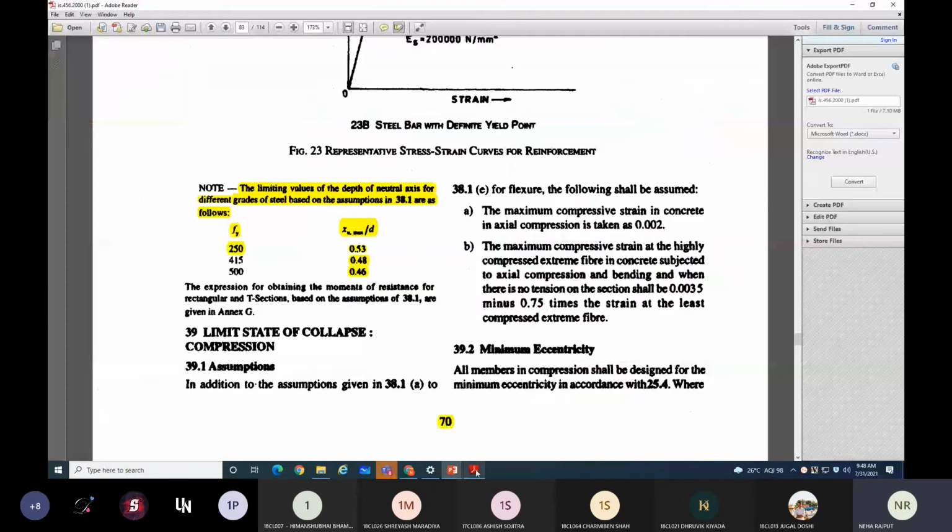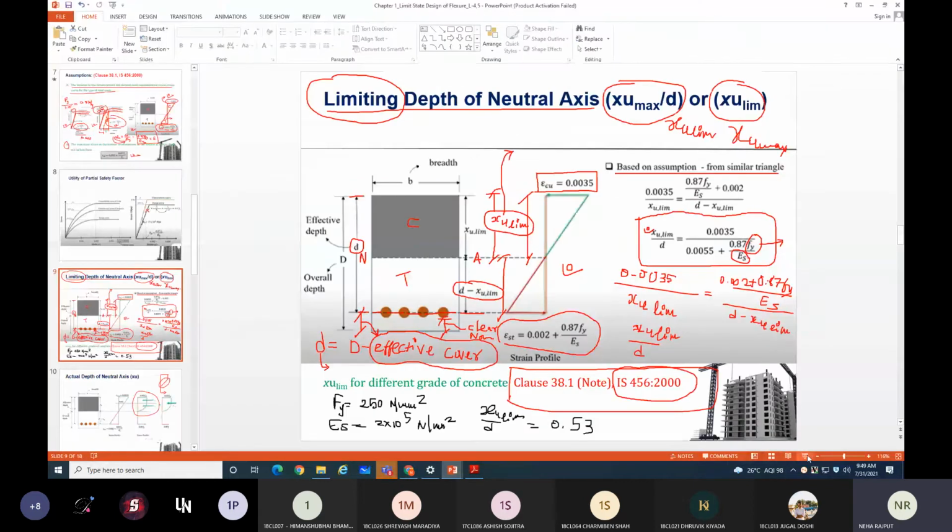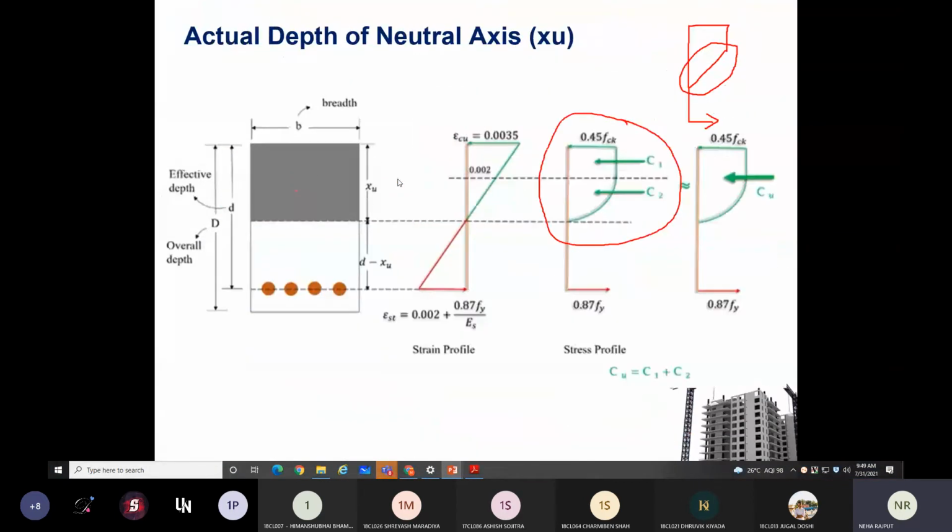Again, if you put the value of 415, Young's modulus 2 into 10 raised to 5, you will get 0.48. For 500, you will get 0.46. दूसरी और कोई grade of steel होगा, then also you can find the limiting value, though only 3 values are given in IS 456. So this is about the limiting depth of neutral axis.